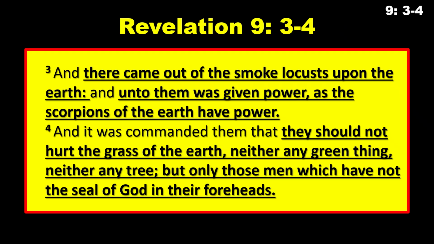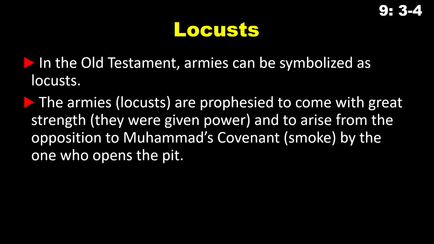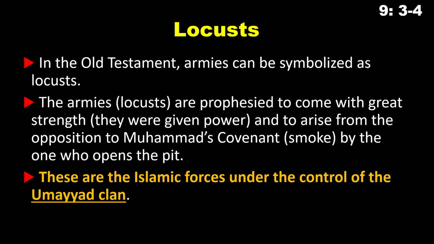Verses 3 and 4, quote, "And there came out of the smoke locusts upon the earth, and unto them was given power, as the scorpions of the earth have power. And it was commanded them that they should not hurt the grass of the earth, neither any green thing, neither any tree, but only those men which have not the seal of God in their foreheads." End quote. In the Old Testament, armies can be symbolized as locusts. The armies, or locusts, are prophesied to come with great strength. They were given power, and to arise from the opposition to Muhammad's covenant, that's smoke, by the one who opens the pit. These are the Islamic forces under the control of the Umayyad clan.